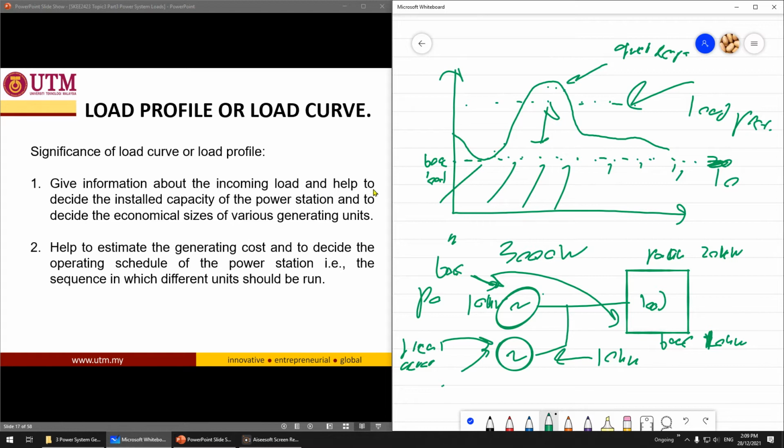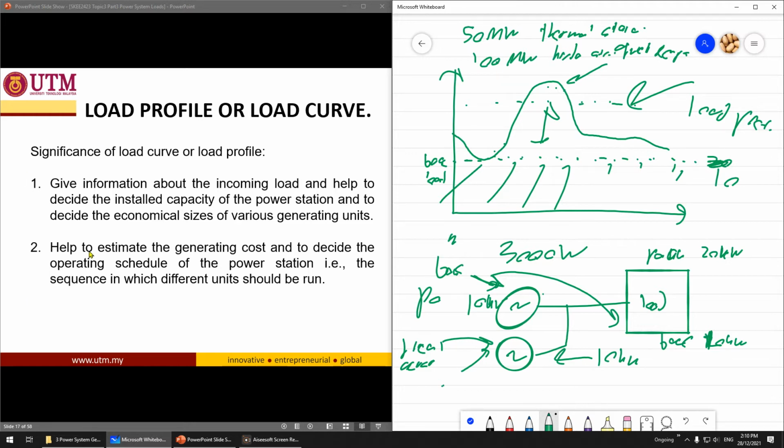It also helps to decide the installed capacity of the power station. Make sure you know the installed capacity means the capability. For example, if I say a 50 megawatt thermal station, this means that the thermoelectric station has 50 megawatt capability. For example, a 100 megawatt hydro station means that the capability of the hydro station is 100 megawatt.